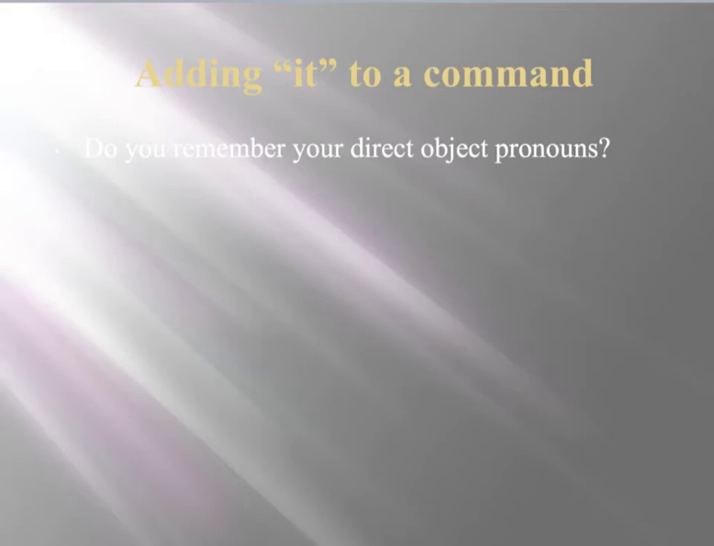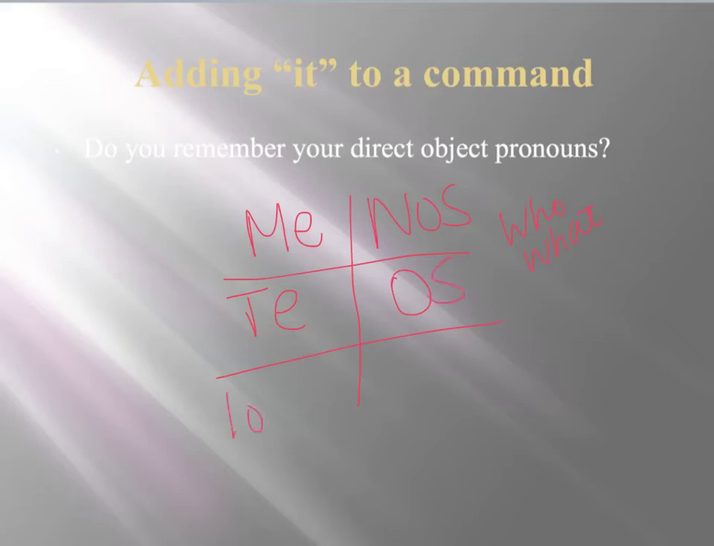If you want to add it to a command, you have to remember your direct object pronouns. Do you remember them? That was what we did when we asked who or what after the verb. So we said, I ate chocolate. I ate what? I ate chocolate. Our DOPs look like this. These are the ones that we don't use very often. And then down here we had our lo, la, los, and las. And these are the ones that we're going to use most often for it or them. When it's singular, it's it. When it's plural, it's them.